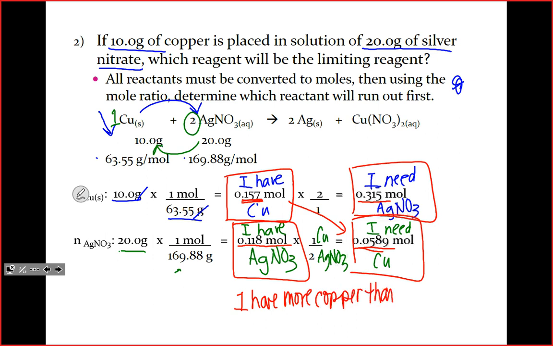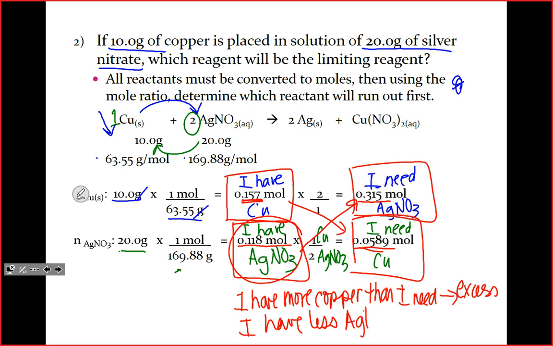than I need. What does that mean? I have more than I need. That becomes my excess. And I have 0.118 of silver nitrate, but I need 0.315. I have less silver nitrate than I need. That's my limiting. We just figured it out. Cool, and it's as easy as that, kiddos.